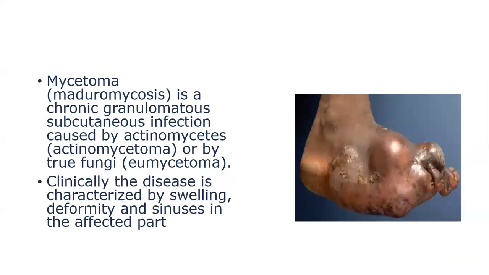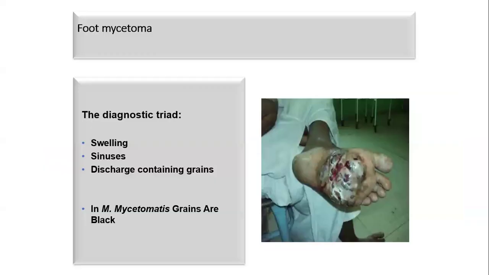Mycetoma is a chronic granulomatous subcutaneous infection, as we all know. It's either caused by actinomycetes or by true fungi, which is the eumycetoma. And clinically, the disease is characterized by swelling, deformity, and sinuses in the affected part. And the diagnostic triad, of course, is the swelling as is seen in this photo and in the previous photo. There are multiple sinuses and the discharge containing the grains.